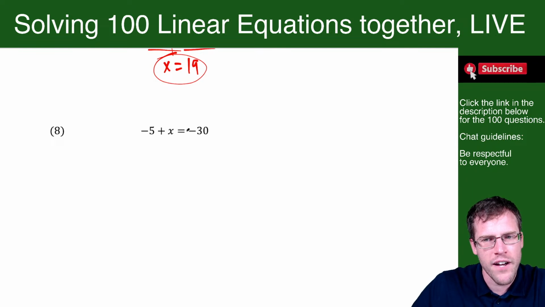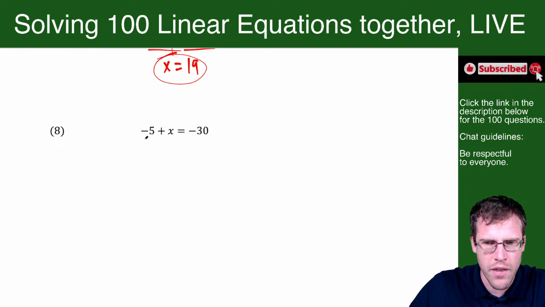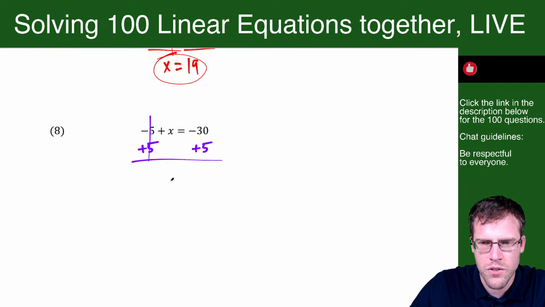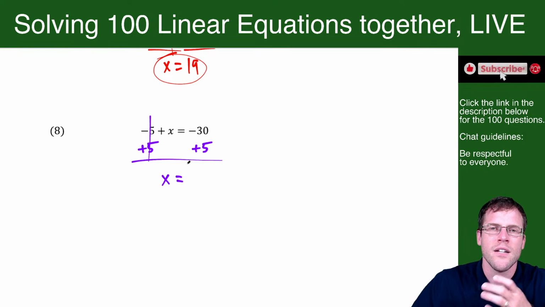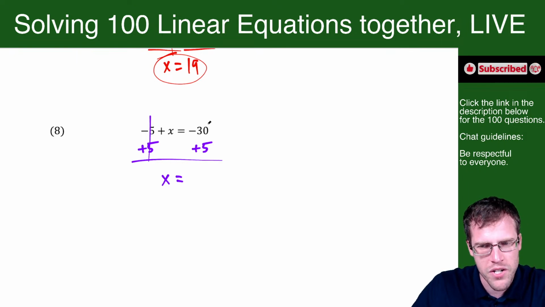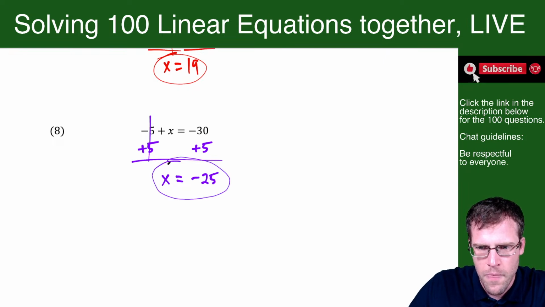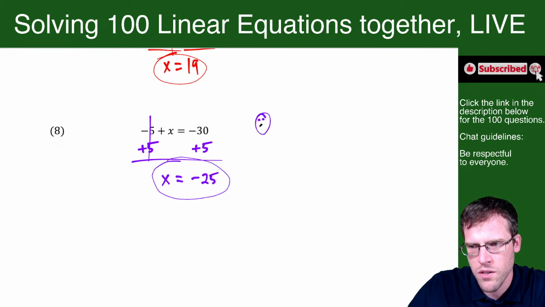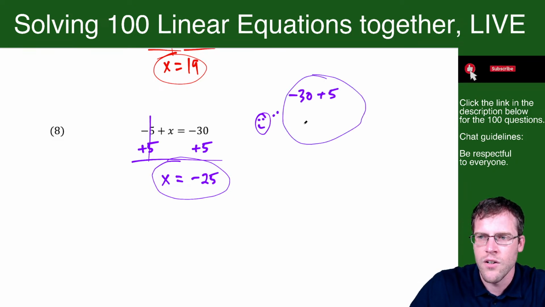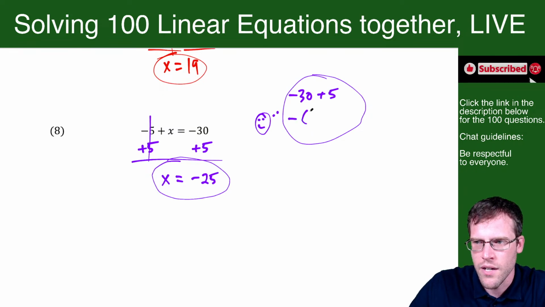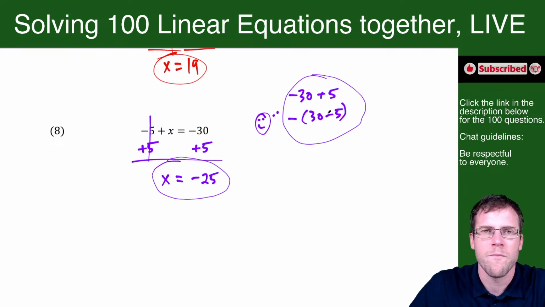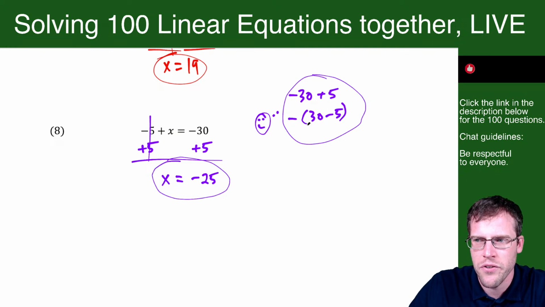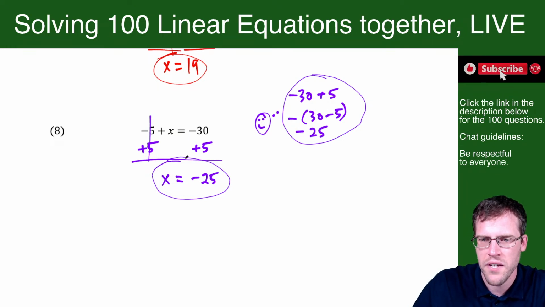So now minus 5 plus x equals minus 30. To get rid of that minus 5, just do plus 5. The first thing you have to do when you're doing linear equations is master the one-step solve equation. So negative 30 plus 5 is going to give us negative 25. When the numbers have different signs, like negative 30 plus 5, I know the answer is going to be negative, and then I just do 30 minus 5 in my head. I take the negative out and do 30 minus 5. That's how I'm getting negative 25 so fast.